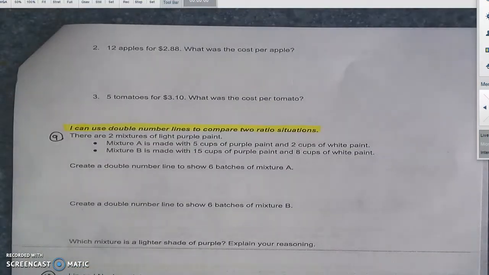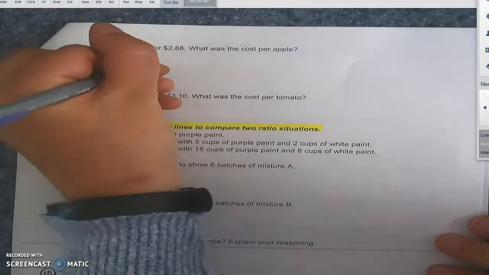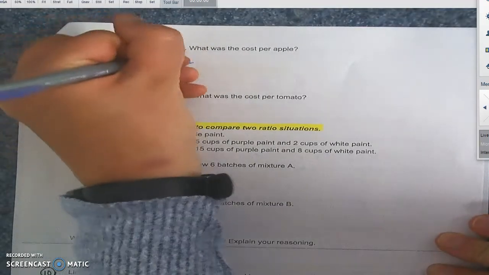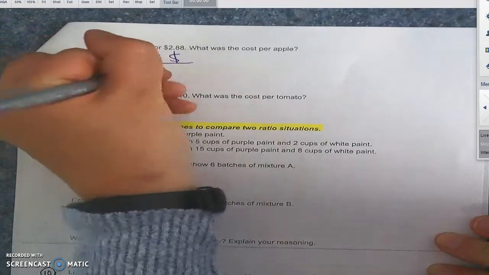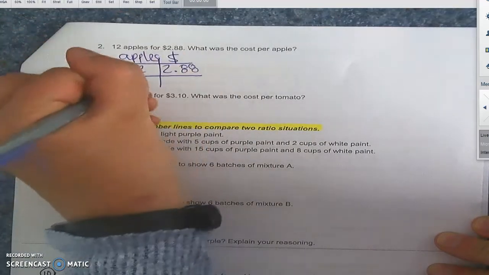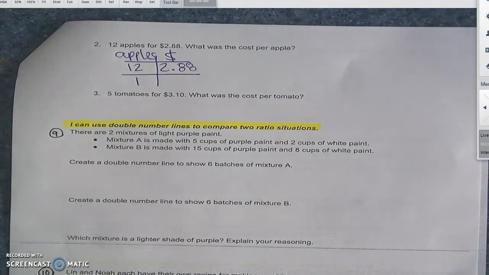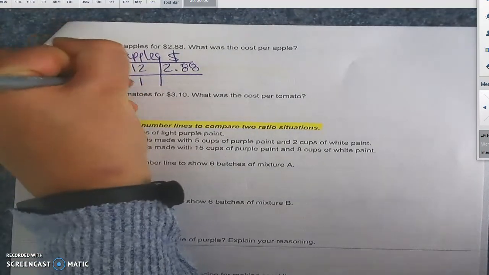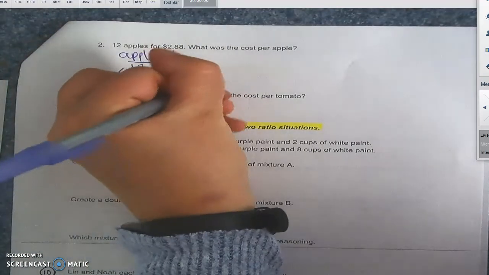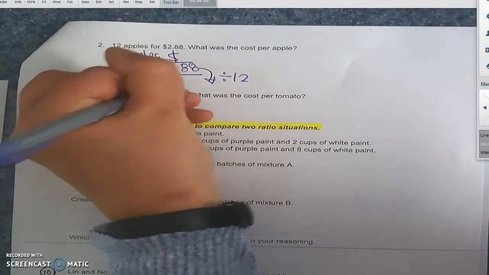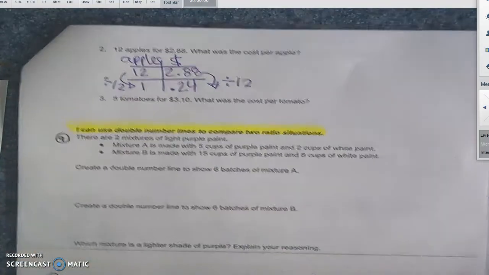12 apples for $2.88. What is the cost per apple? So this is my apples. This is my dollars. 12 and 2.88. And I want to find 1 apple. So I need to do 12 divided by 12 to get me 1. And then on this side, I'm going to do $2.88 divided by 12, which gives me 0.24 or 24 cents.